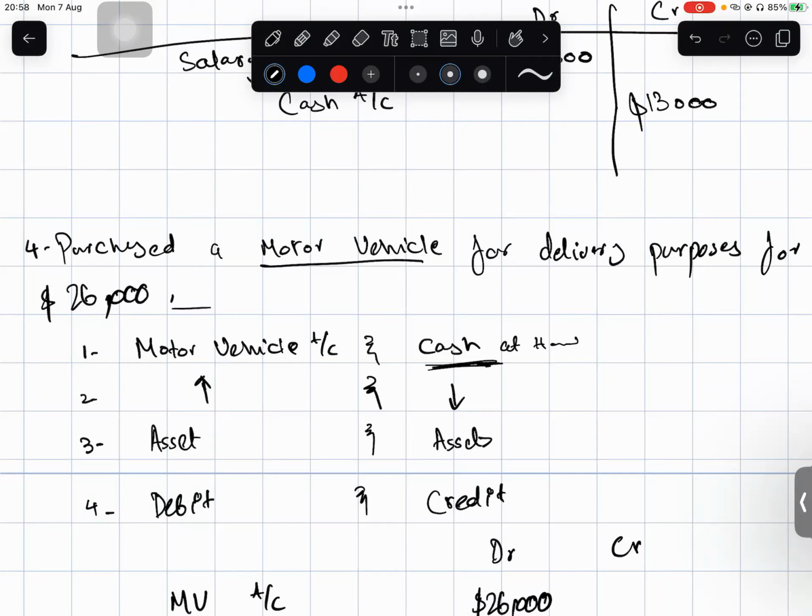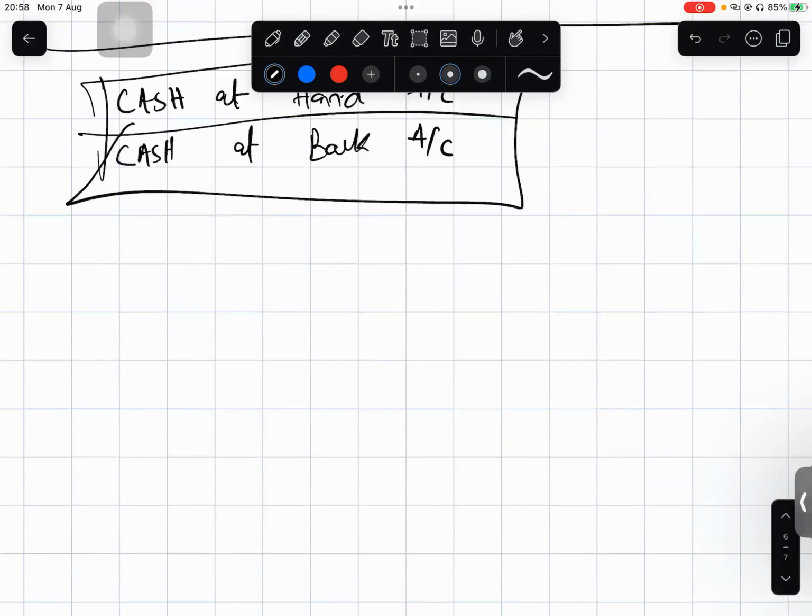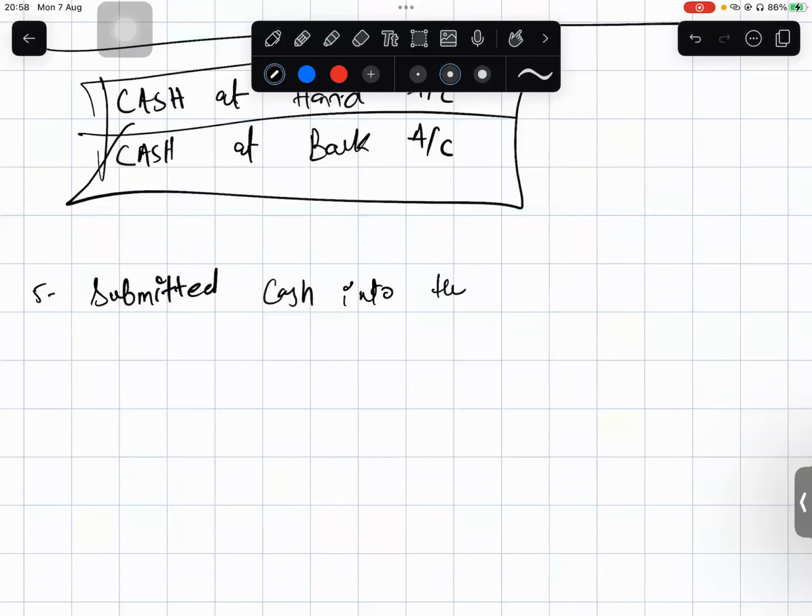Cool. Okay, so you understand the difference between cash at hand and cash at bank. So let's do the last two entries related to cash at hand and cash at bank. For example, you get this in your exam: submitted cash into the bank, $800. So the first thing is, what do you think is happening here? Which accounts do you think are being affected here?